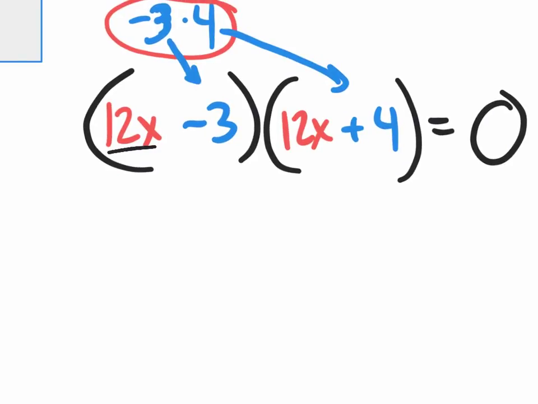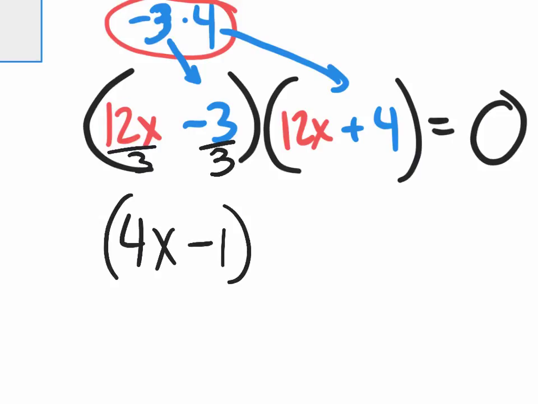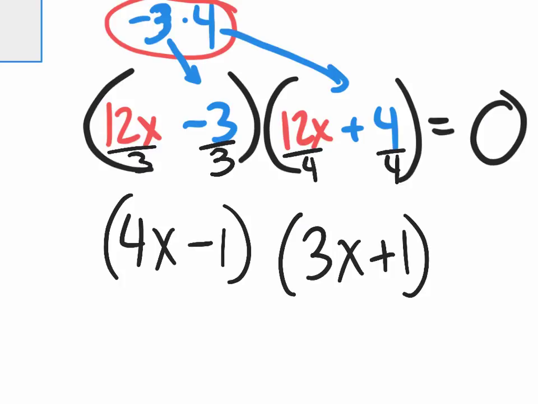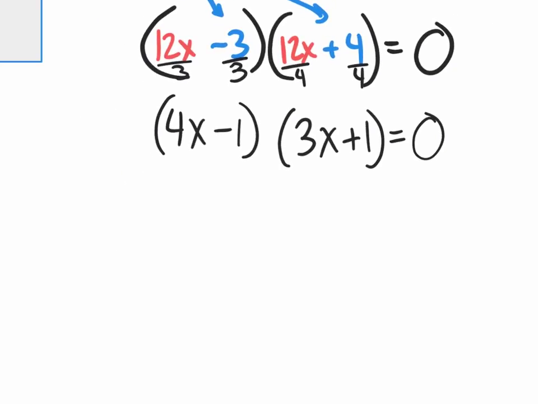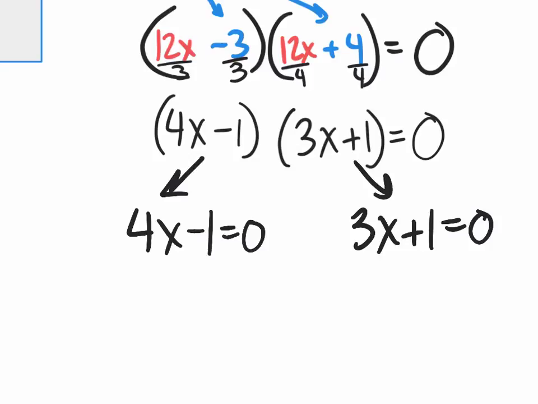So we're going to divide this first one by 3, both of them, and we will get 4x minus 1. And the second binomial we're going to reduce by 4, and we will get 3x plus 1, and it's still equal to 0. So now at this point, I could split them. I'm going to put the 4x minus 1 equal to 0, and I'm going to put the 3x plus 1 equal to 0. And then we solve both of them.